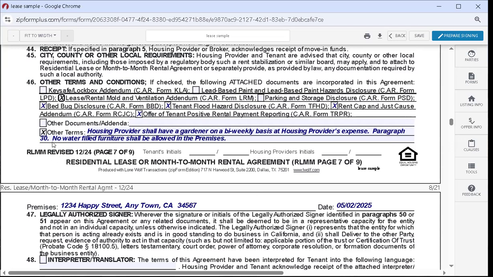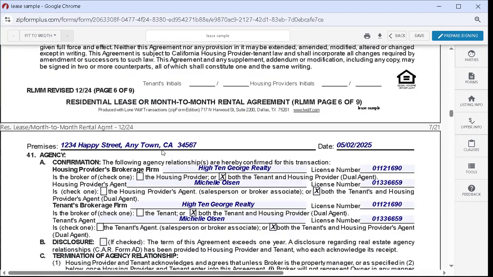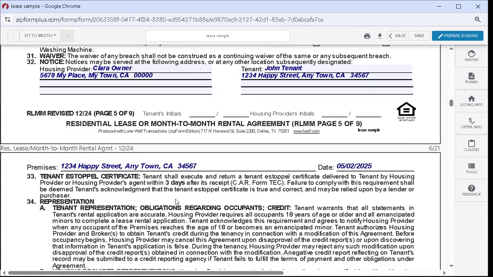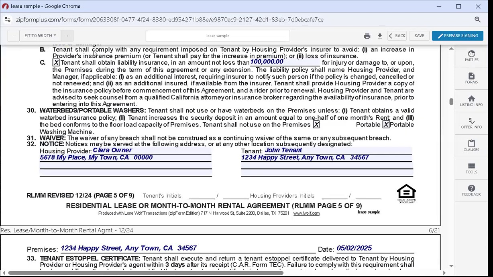And then on number 30, you see I put paragraph 30. I'm going to go right back up to that. No water-filled furniture shall be allowed in the premises. So let's go back up to paragraph 30. And I think this is important and I want to show you. So I wanted to show you that. So now I'm back up at 30.